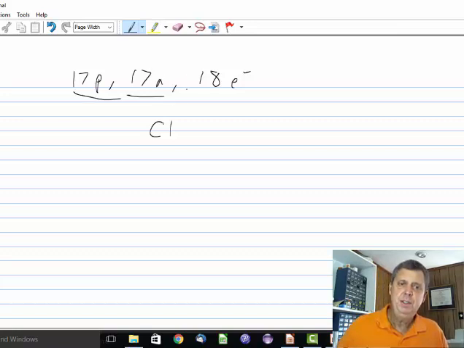So 17 plus 17 gives us a grand total of 34 nucleons, so our mass number is 34. We have 18 electrons and 17 protons, so we must have a charge of -1, or to be proper, we put 1 minus.